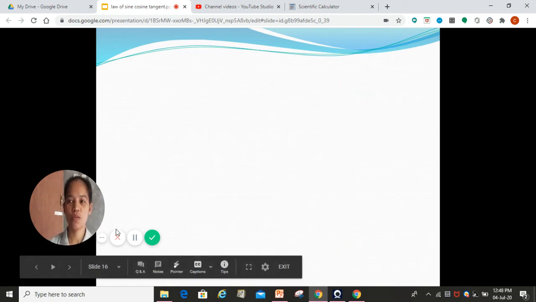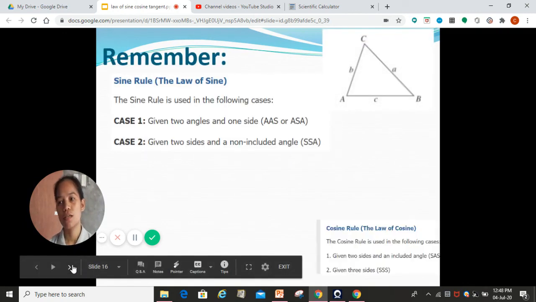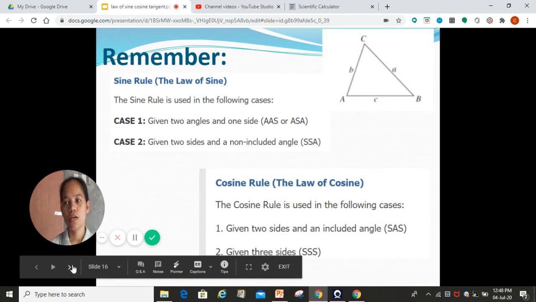With the two laws, you have to remember the difference. For the sine rule, there is a given angle or angles. For the cosine rule, there are two given sides and an included angle, whereas the sine rule is given two sides and a non-included angle. So take that into consideration.